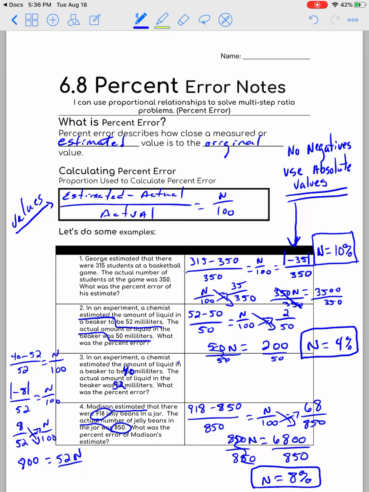Cross multiply and divide, you get 800 equals 52n. Divide both sides by 52. n will equal 800 divided by 52. We'll round that off to 15.38, sorry. Percent error. Again, we don't need the negative. We're just going to use the absolute value.